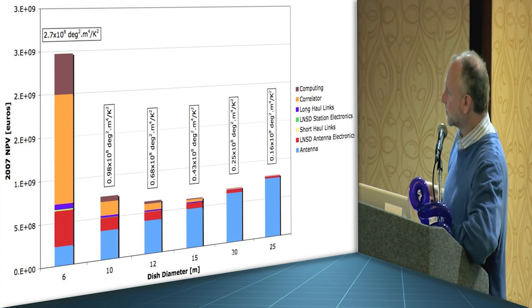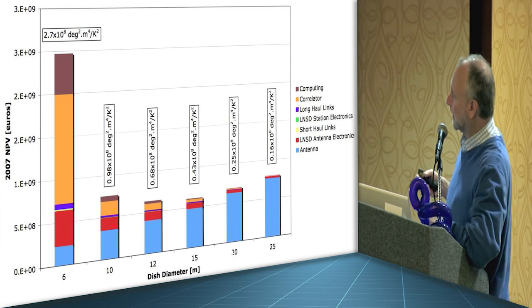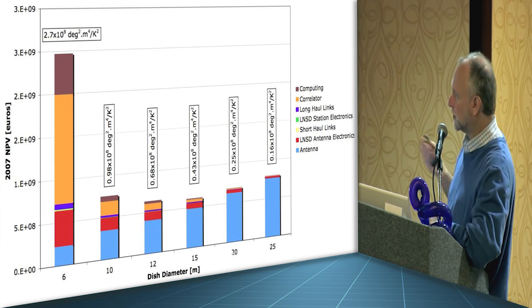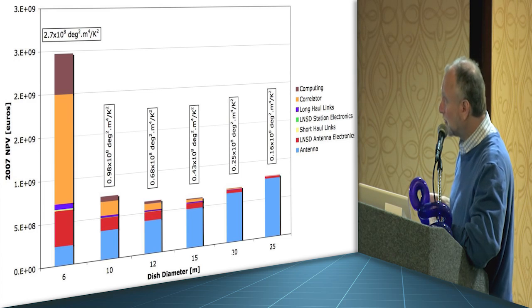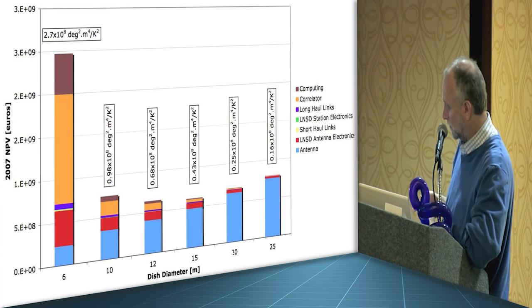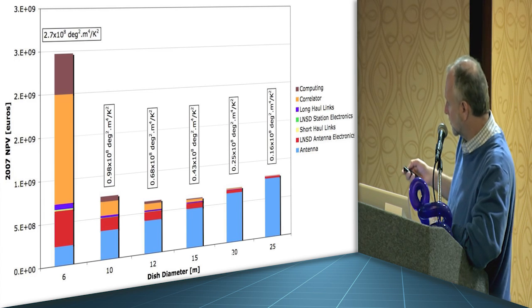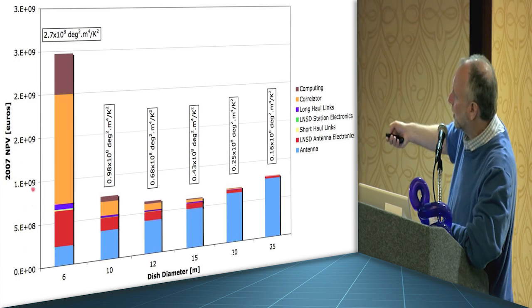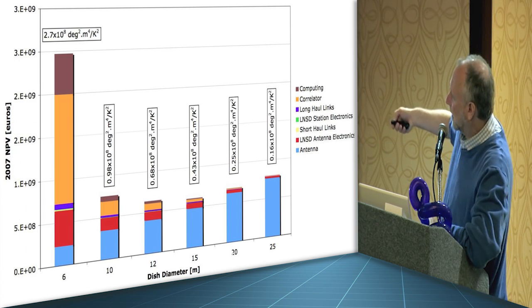And so if you want, just for collecting area, you'd want to build it out of small dishes. You can stamp them out like hot tubs. But the problem is the cost of the computing goes up with the square of the number of dishes. So this is the total cost of the Square Kilometer Array as a function of dish diameter.